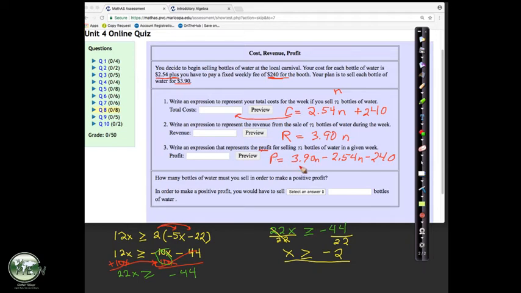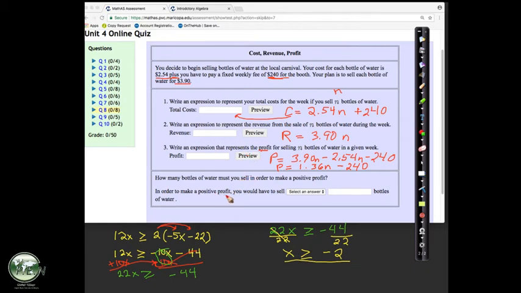And so what we can do here is we can combine like terms. So $3.90 minus $2.54 is going to be what? It's about $1.36. That's sort of how much we're making per bottle, but then we still have to subtract off that $2.40. And so that would be our profit here. Okay. And that's what would go into here, and we check it.